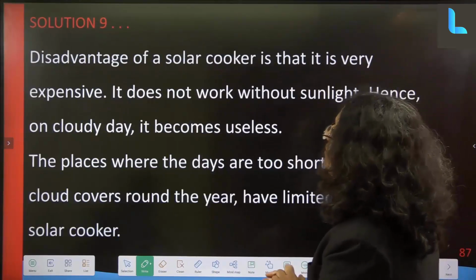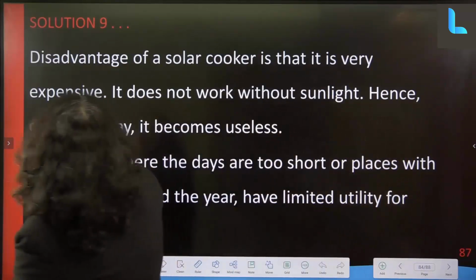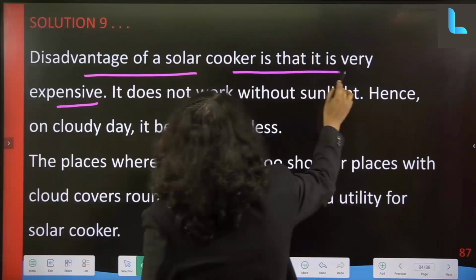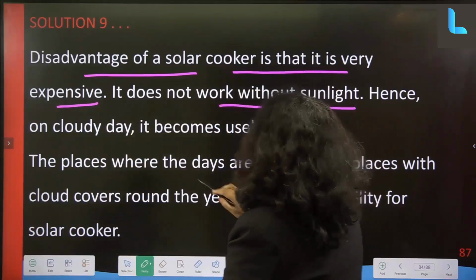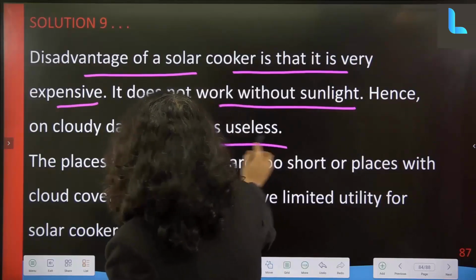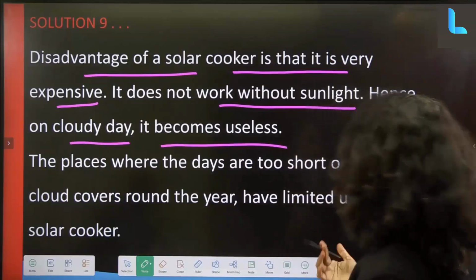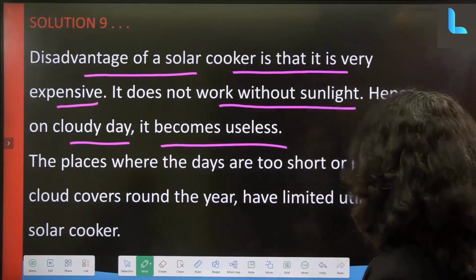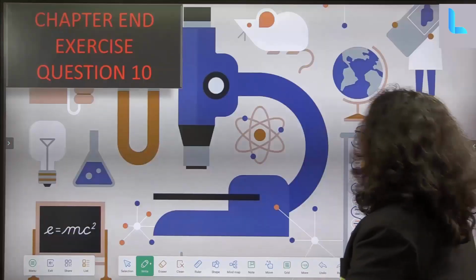But good sunlight is required. The disadvantage is that it does not work without sunlight, hence on a cloudy day it becomes useless. The places where the days are too short or places with cloud cover around the year have limited utility for the solar cooker.